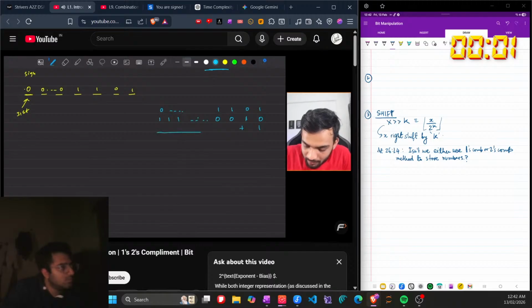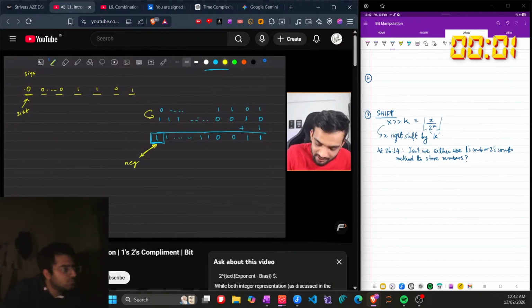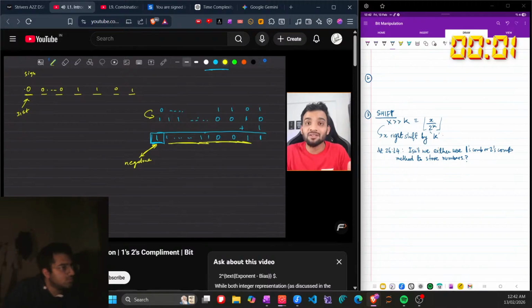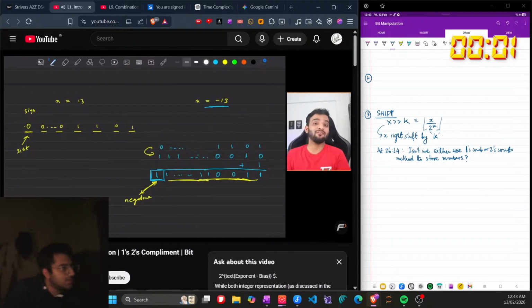Once you add plus 1 to it, you get 1, 1, 0, 0, and these all are 1's. And the last bit is also 1, because of the flip that you did. So this will tell you that this is a negative number. And this is how it understands that if it is storing a 2's complement, it means that it is storing a negative number. So this is what will be stored internally. Got this? So now you know how to store a negative number as well.